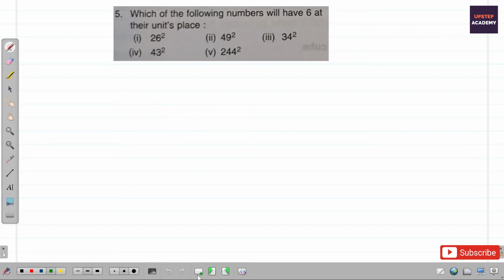Let's go for another question. Question number 5 is: which of the following numbers will have 6 at their units place? You know that if 6 or 4 is present at the units place of the given number, then its square will definitely have 6 at the units place. So this number will definitely have 6 at the units place. This will not have, this will have, this will not have, and this will have.